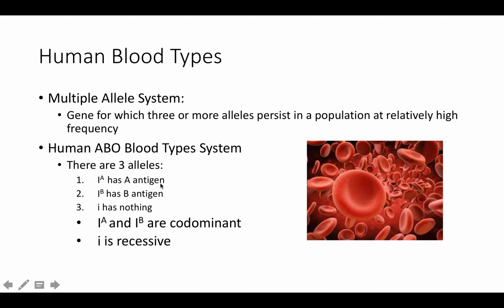An A antigen is a substance, actually a carbohydrate, inside the blood of a person who has type A, for example. The second allele is capital I with a capital B, and this allele has B antigen. This person has a carbohydrate in their blood called B antigen. The third version is a lowercase i, and this allele has no antigen at all. So IA and IB are codominant, and the lowercase i allele is recessive. So you have 2 codominant alleles and 1 recessive allele.